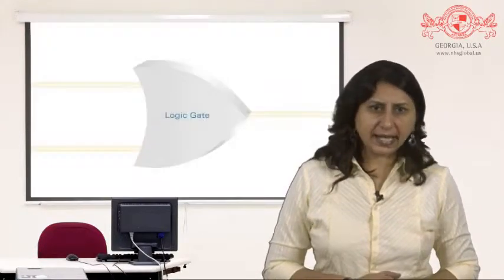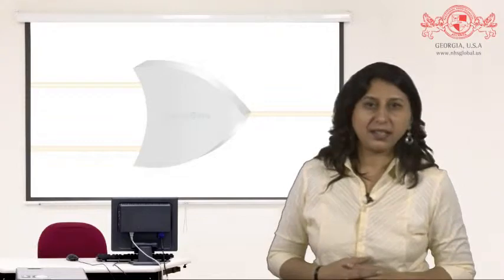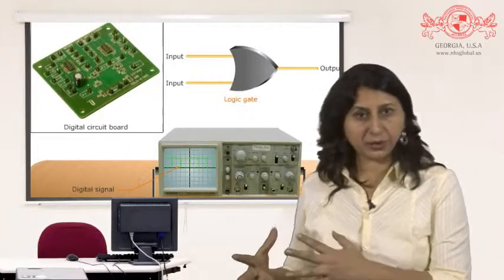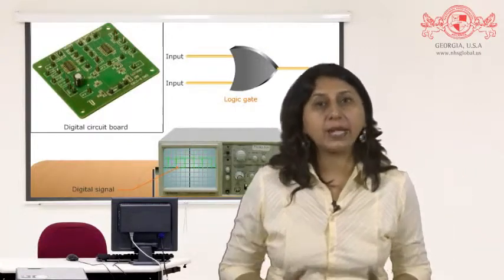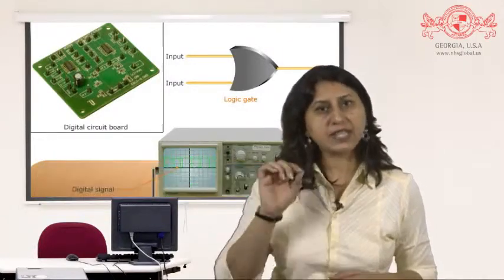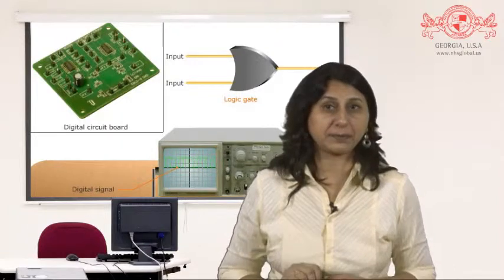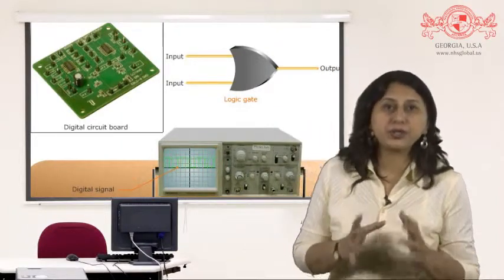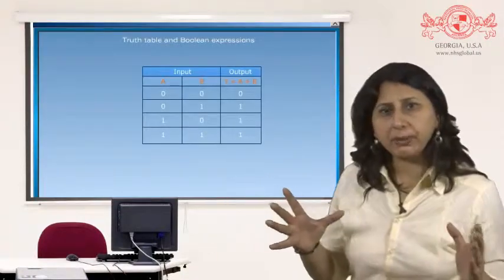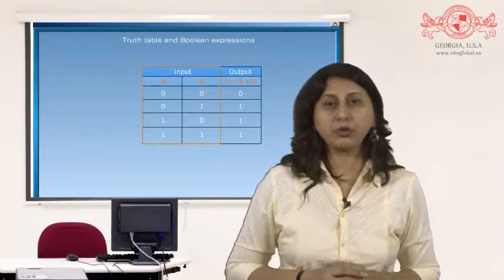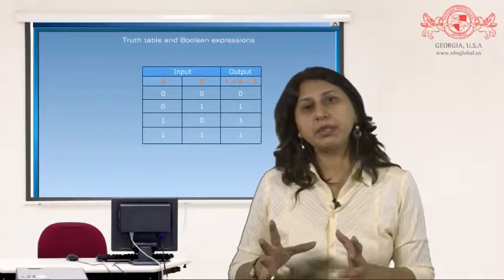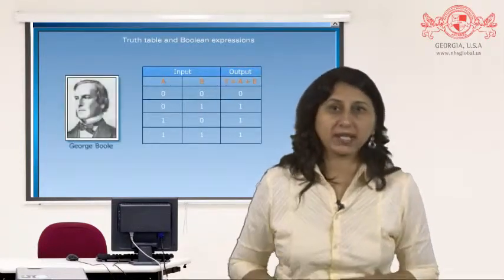Logic gates. Let us now talk about logic gates. A gate is a digital circuit which either allows a digital signal to pass through it or stops it. It is known as a logic gate because it allows the signal to pass through it only if certain logical conditions are satisfied. Okay, now we shall move on to the truth table and Boolean expressions. A table that shows all possible combinations of inputs and their corresponding outputs for a logic gate is called a truth table or a table of combinations of that logic gate.